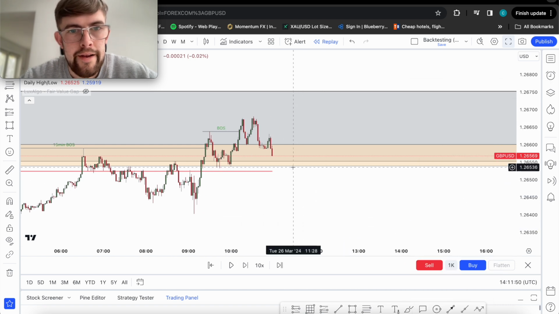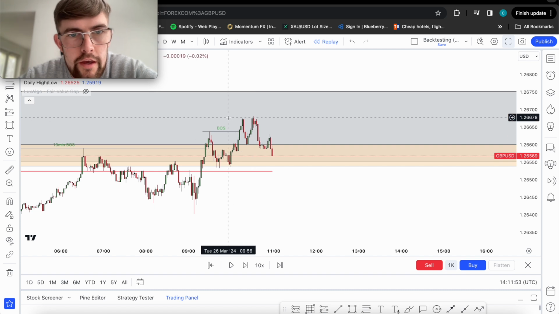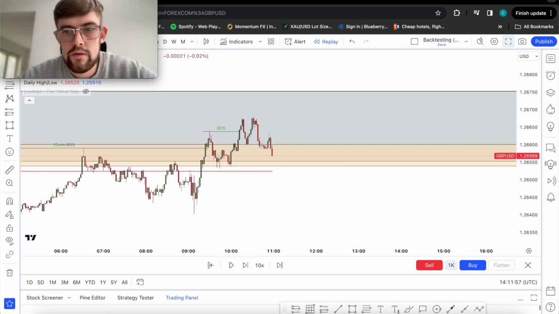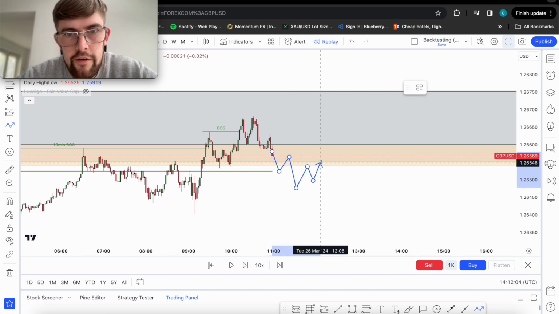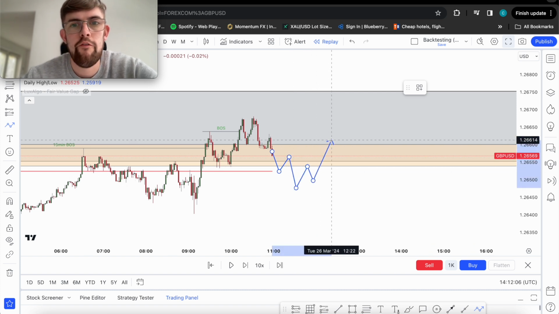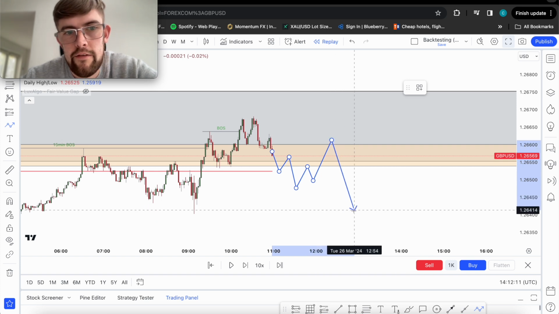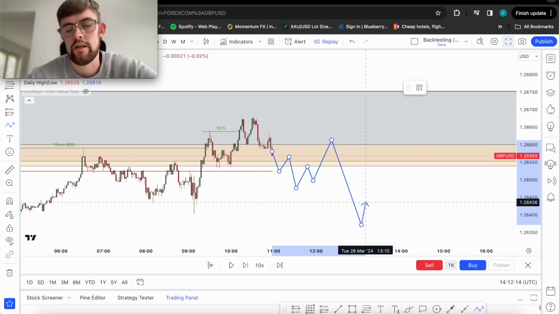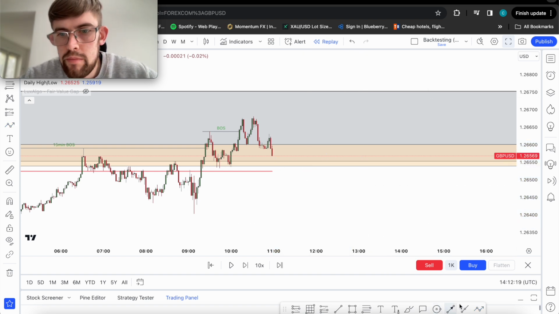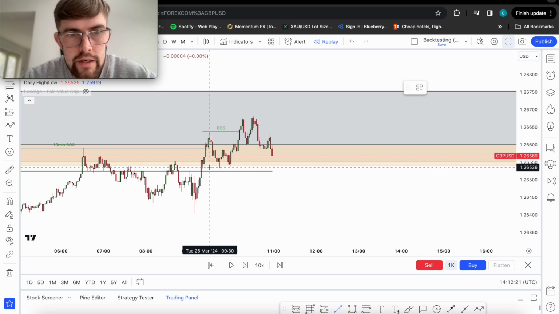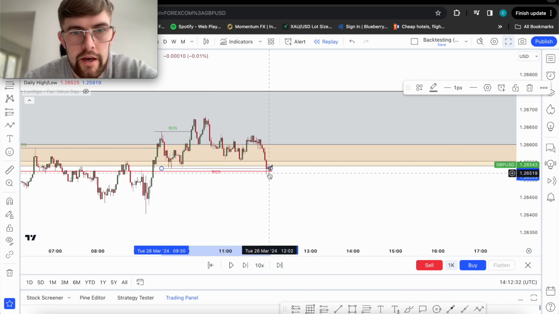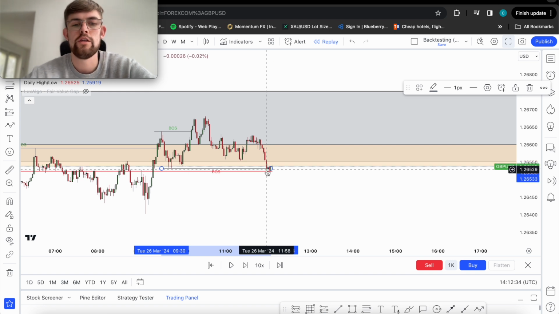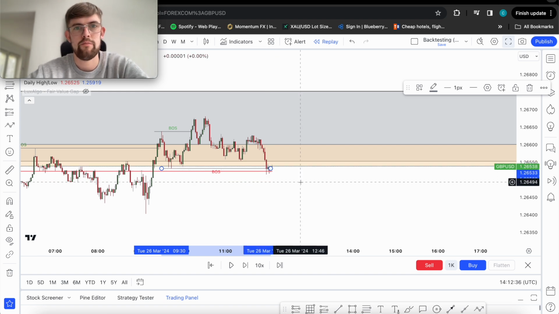Okay, and now I want to see price break below here, so something like this, break below, then we see a retracement into a sort of premium region where we have a fair value gap that we can enter from, and then to continue to the downside like so. So if we play price forward, we can see that we get a 2-minute bearish break of structure. Okay, that's where we get it at. So at 12 o'clock, we get that 2-minute break of structure.